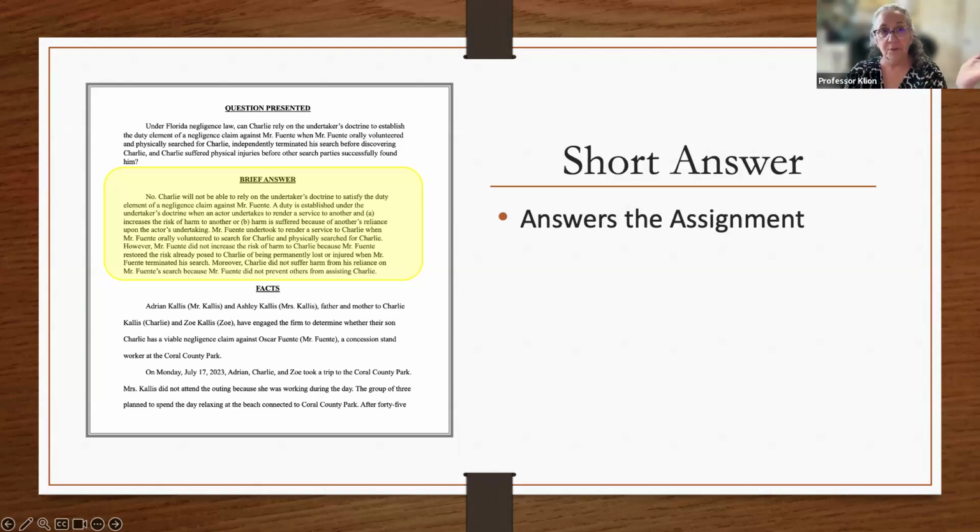But so this is where you give the answer to the assignment. It is a synopsis of your analysis. It's not just a no or yes. It basically takes everything you write after it and puts it into one paragraph.